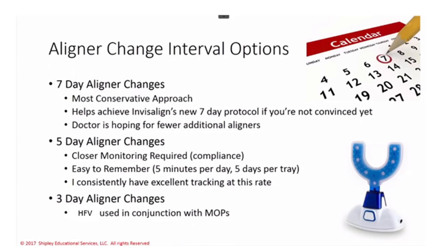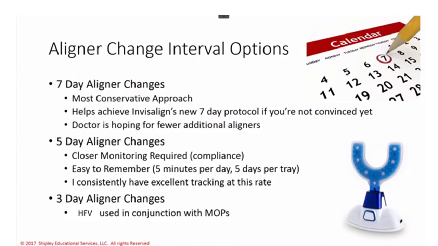So I also like the 5-day aligner changes because it's easy to remember. It's the V Pro 5, so 5 minutes per day, 5 minutes per tray. It's kind of ringy, so it's easy for the staff to remember, and I like things that are easy for the staff. 5 minutes per day, 5 days per tray. So like I said, I consistently have excellent tracking at this rate.